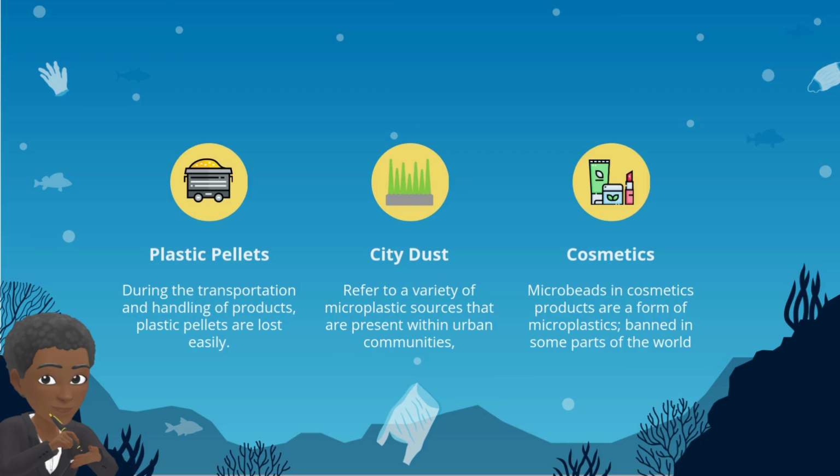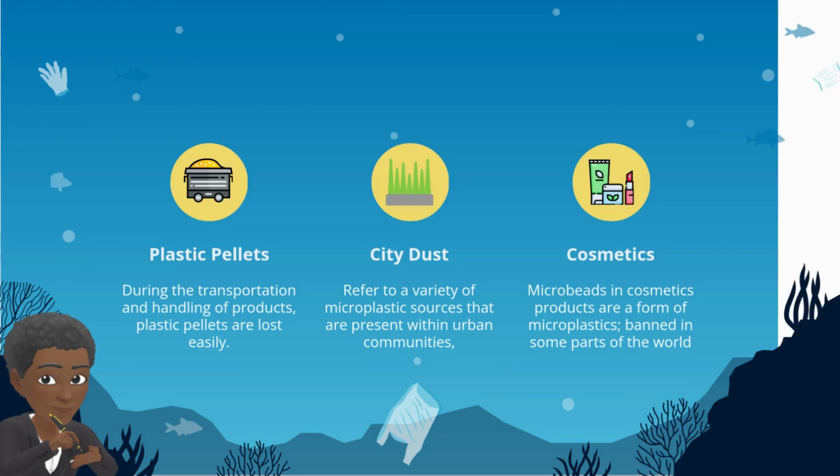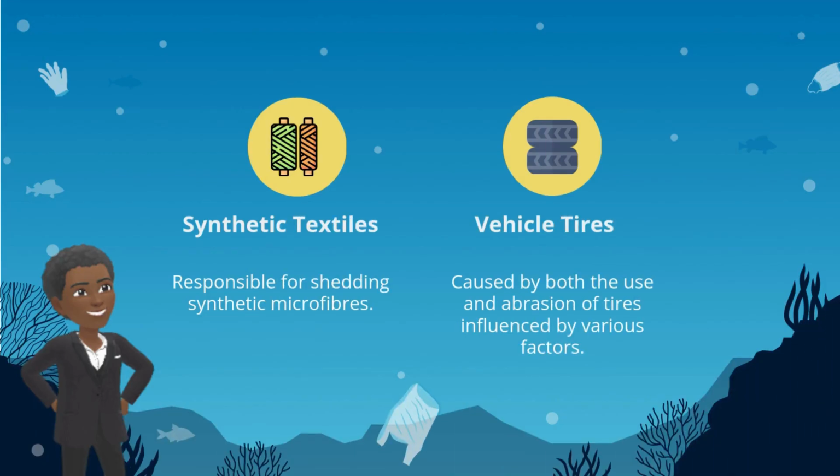City dust refers to the many microplastic sources that exist within urban communities and are blown away by wind. Cosmetics refers to tiny microbeads you can find in cosmetic products, and they're actually banned in some parts of the world. Other sources of microplastics include synthetic textiles and vehicle tires. Synthetic textiles refers to man-made fabrics such as polyester and nylon, which shed synthetic microfibers. Vehicle tires shed through overall use and the abrasion that happens when you drive them.